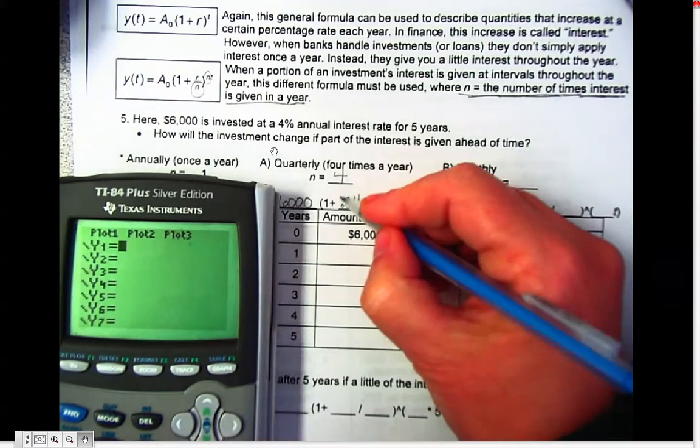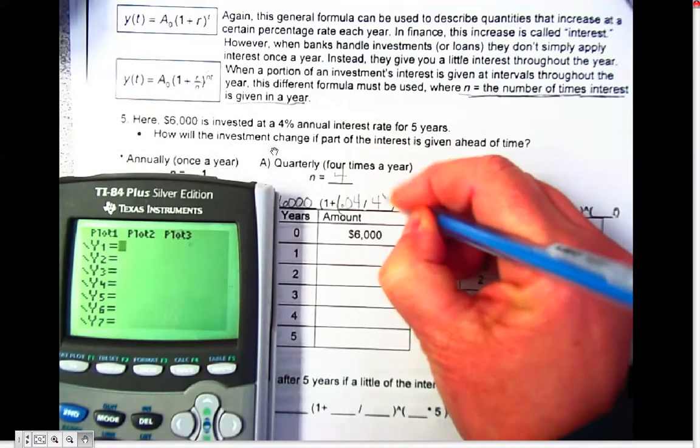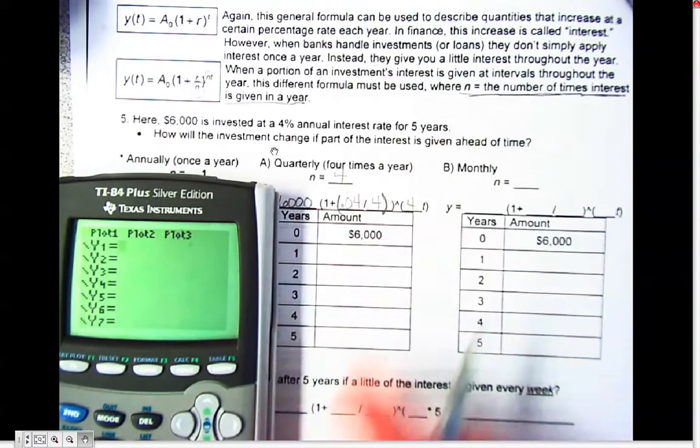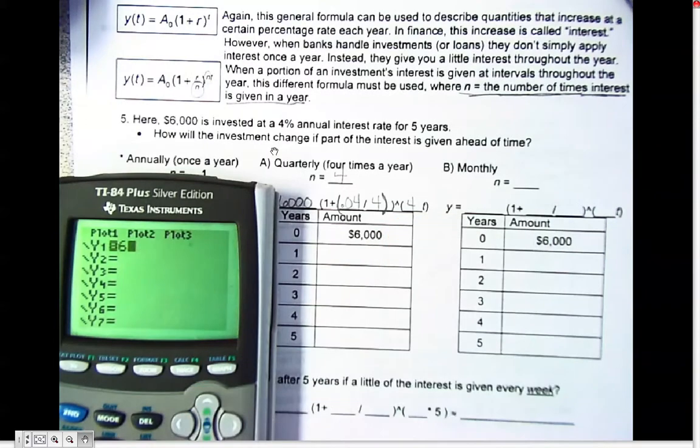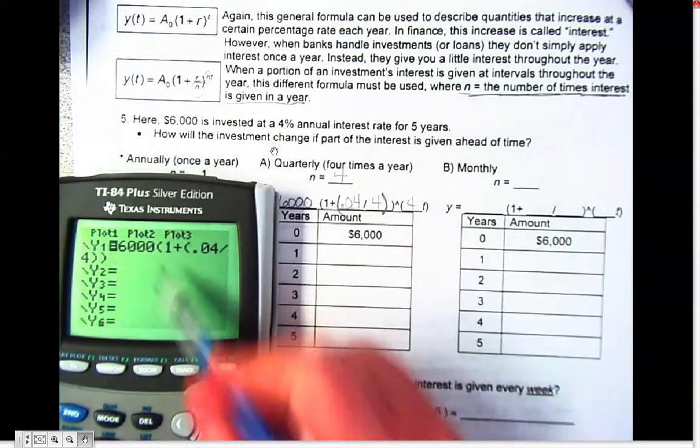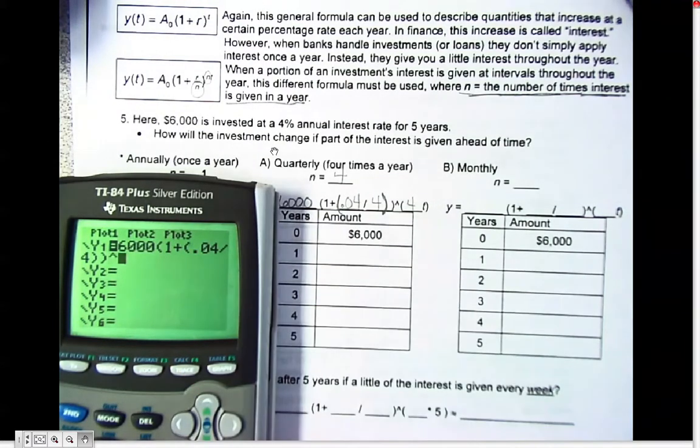We're going to add some parentheses around the fraction. So we're going to have 2 sets of parentheses here and another set around the 4T. So 6,000 parentheses, 1 plus, open another parenthesis, 0.04 divided by 4, and close that parenthesis around the fraction, and then we need to close it again to close this one right here. And then caret, open parenthesis, 4T. Instead of T, we'll put X. And if you don't put parentheses around the 4X, it will not be correct.